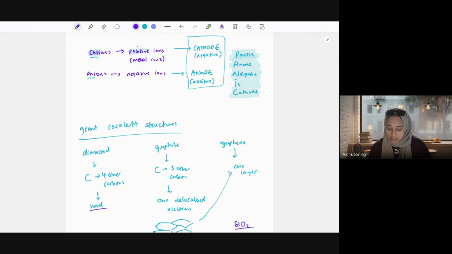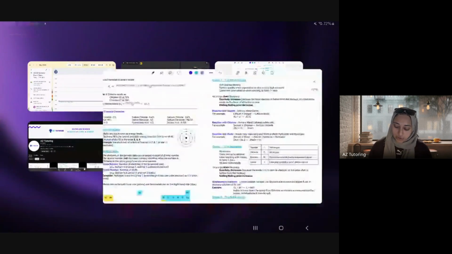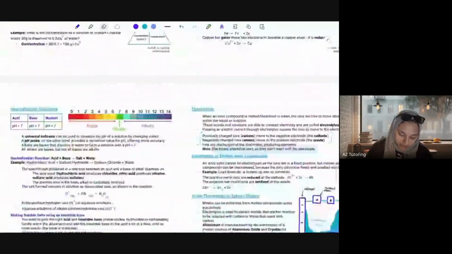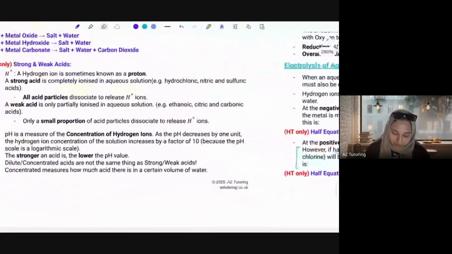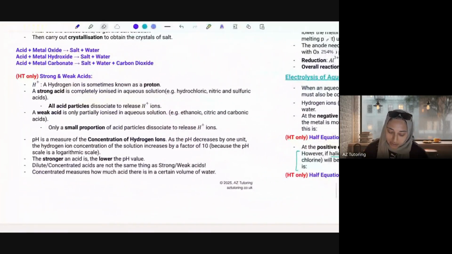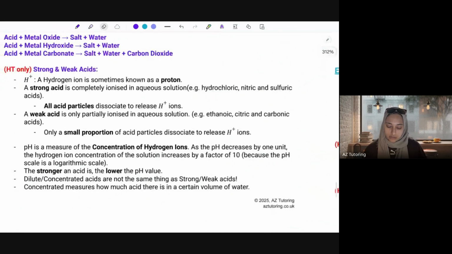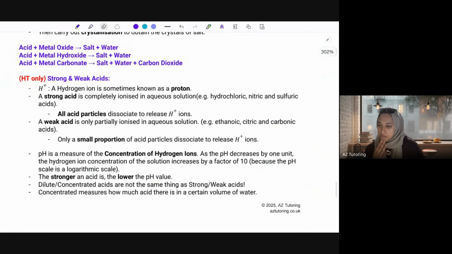Strong and weak acids, that's probably one of the most complicated topics in here, and it doesn't really get assessed much. But what I would say with strong and weak acids, I'll just show you in the summary sheet. It's basically the ability for it to dissociate, which allows it to be a strong or a weak acid. So I would just look at this section here on the summary sheet.